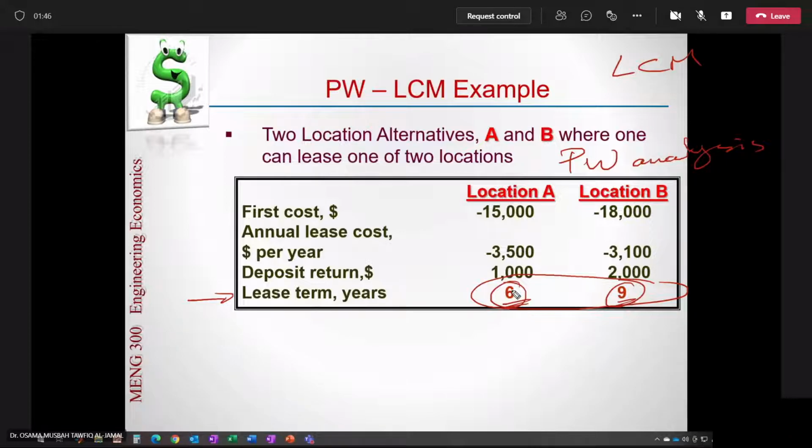Why 18? What have you done? 18 is correct, but why 18? 6 of location A plus 9 of location B. No, no. We find the least common multiple of the denominators. What she said was correct, that it is 18 years, but why 18?